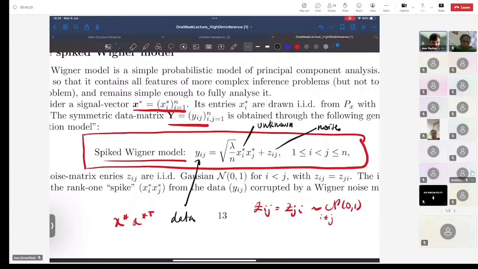Okay? You don't know X star, you don't know Z. The only thing that is given to you is this matrix Y. And your task, the inference task, is given this Y only, and the knowledge of how the Y was generated conditional on X star. So you know this model basically, but you don't know X star and you don't know Z, and you want to recover X star from the Y.